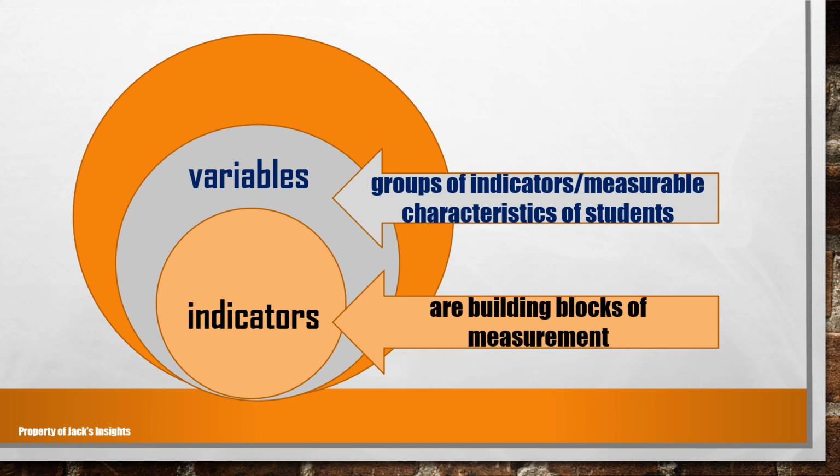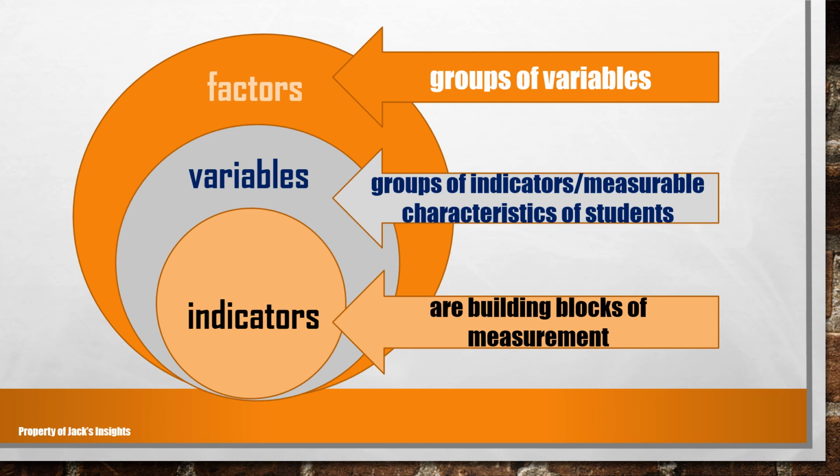A group of indicators constitute a variable, while a group of variables form a construct or a factor. The variables which form a factor correlate highly with each other but have low correlations with variables in another group. In educational measurement, we shall be concerned with indicators, variables, and factors of interest in the field of education.